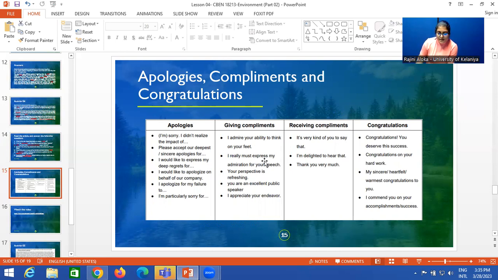Then giving compliments. When you want to say this is good or nice, you give a compliment to something or someone. I admire your ability to think on your feet. I really must express my admiration for your speech. Your perspective is refreshing. You are an excellent public speaker. I appreciate your endeavors. Then receiving compliments. When someone else compliments you, you can say: It's very kind of you to say that. I'm delighted to hear that. Thank you very much.